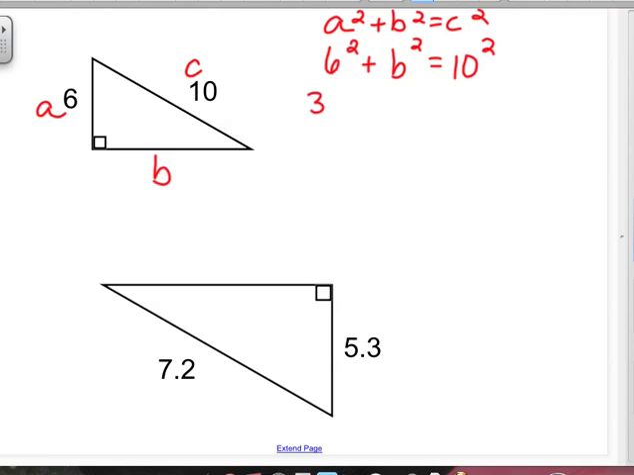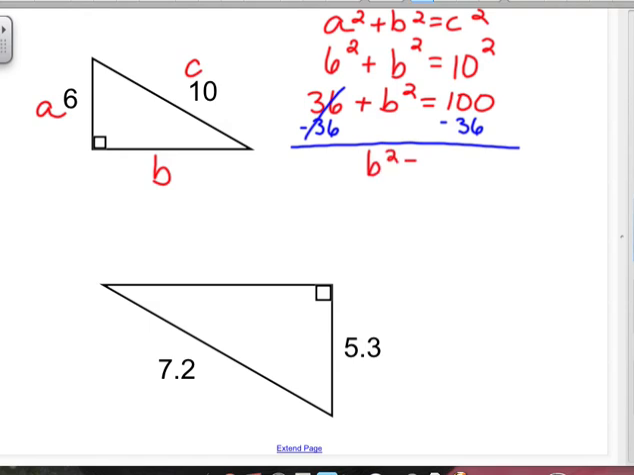6 squared is 36. B, I still don't know. And 10 squared is 100. Trying to find out what B is. So you need to move that 36 to the other side using subtraction, right? Here come our nice little algebra skills. So now I've got B squared. 100 minus 36 is 64. If I want to know what B is, I have to take the square root of 64.